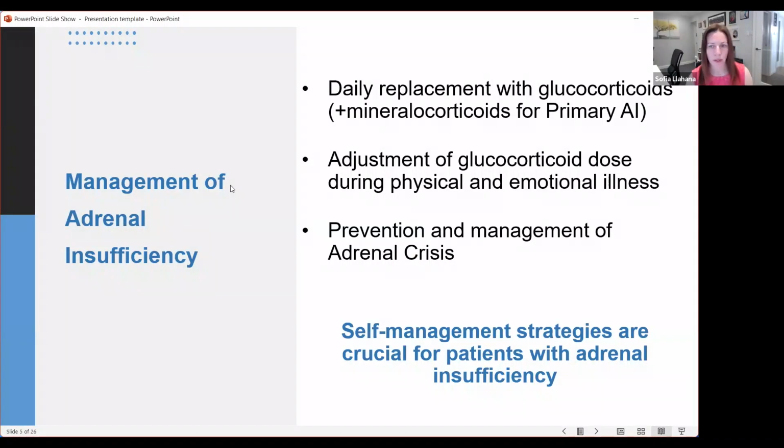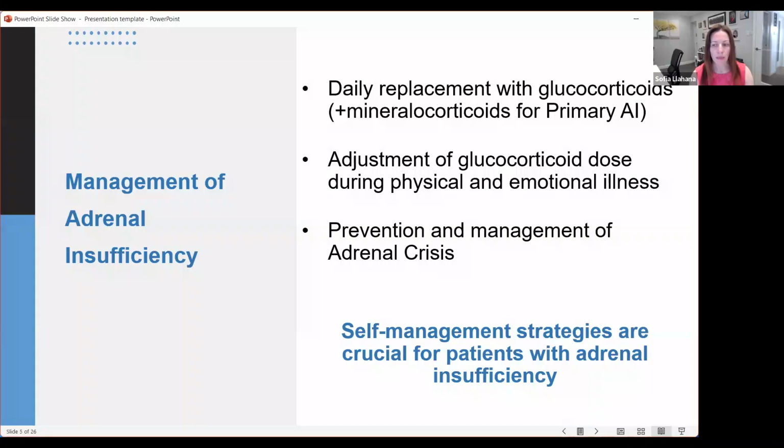Now, the management of adrenal insufficiency is with daily replacement with glucocorticoids, most commonly hydrocortisone, as you may know. But people with primary adrenal insufficiency also need mineralocorticoids, so fludrocortisone. It's important to adjust the dose of glucocorticoids during physical and emotional illness, or what I mentioned earlier about increased levels of stress, and it's important to prevent and manage adrenal crisis. If on sick days the body doesn't have the level of cortisol to cope with the stress, that leads into an adrenal crisis.